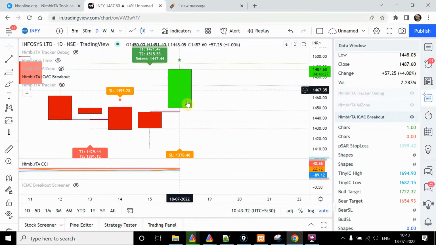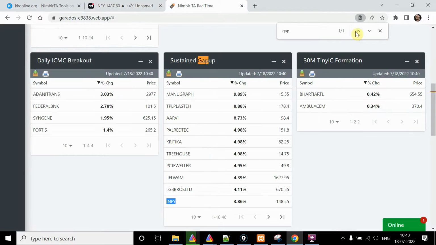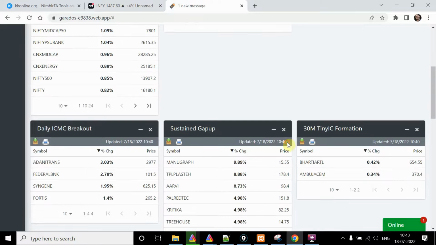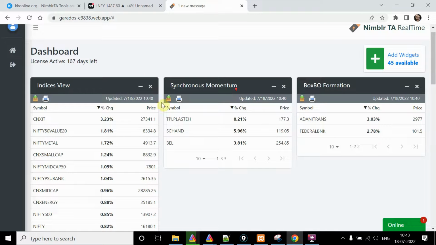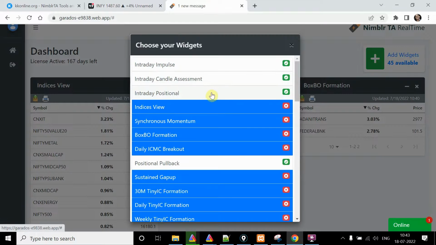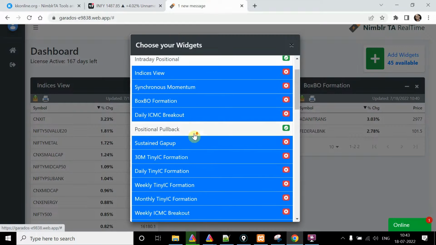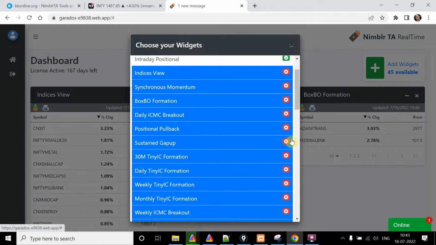So this is the ICMC breakout, and that is how it is happening. Similarly, I can have other stocks which are at this moment giving a sustained gap up. To keep track of time, the next 5 minutes we will have this widget getting updated in real time. Now, which are the stocks which have given positional pullback?